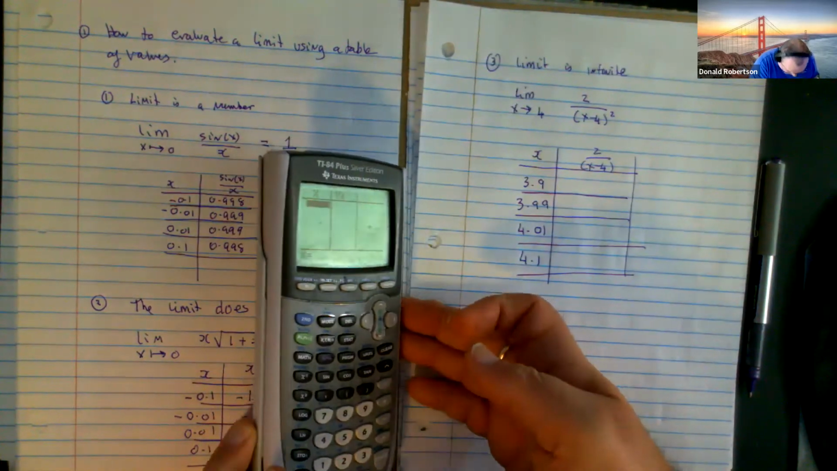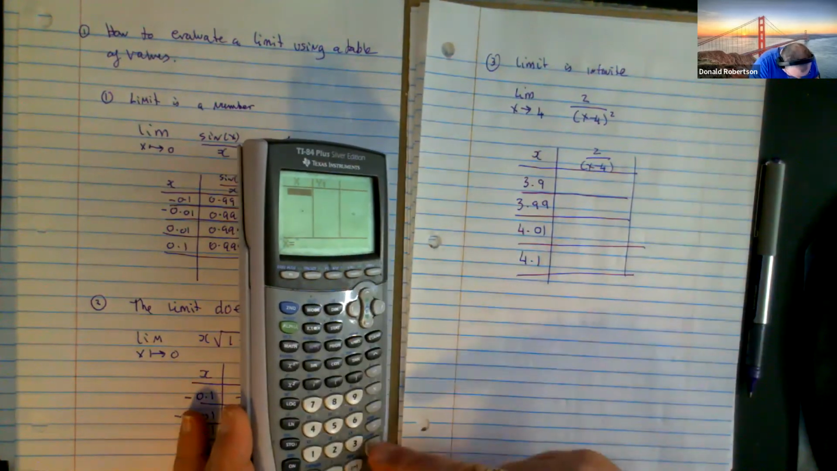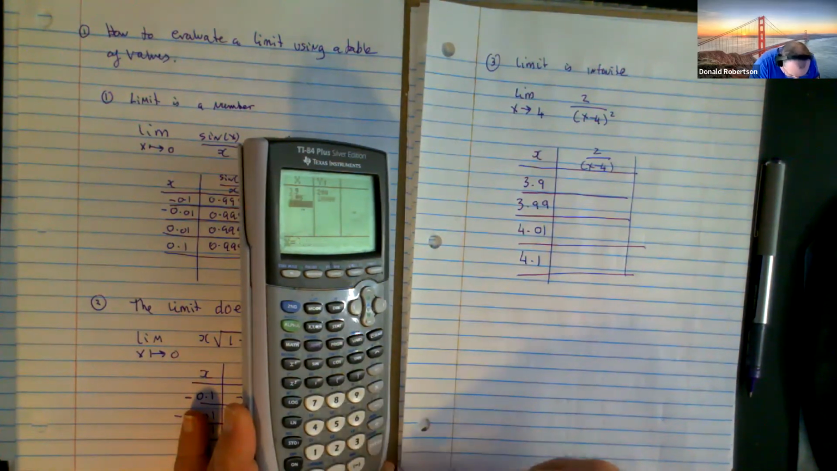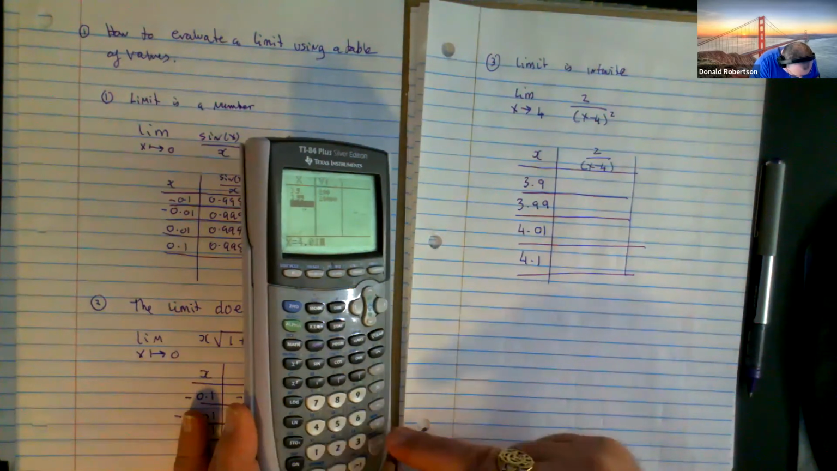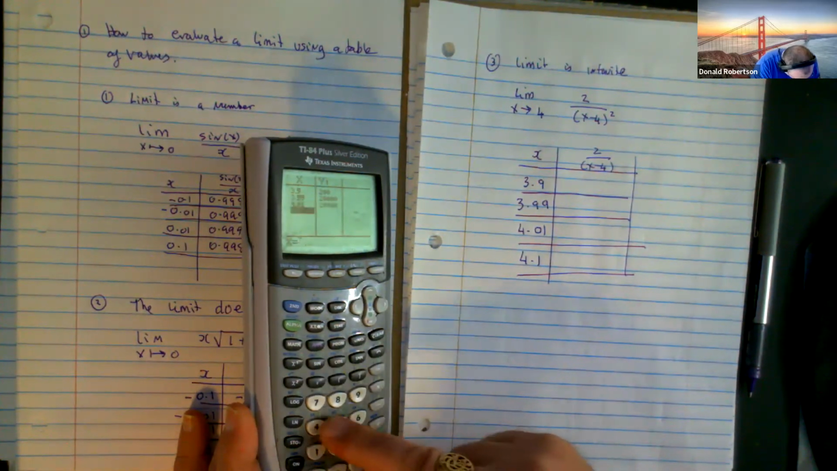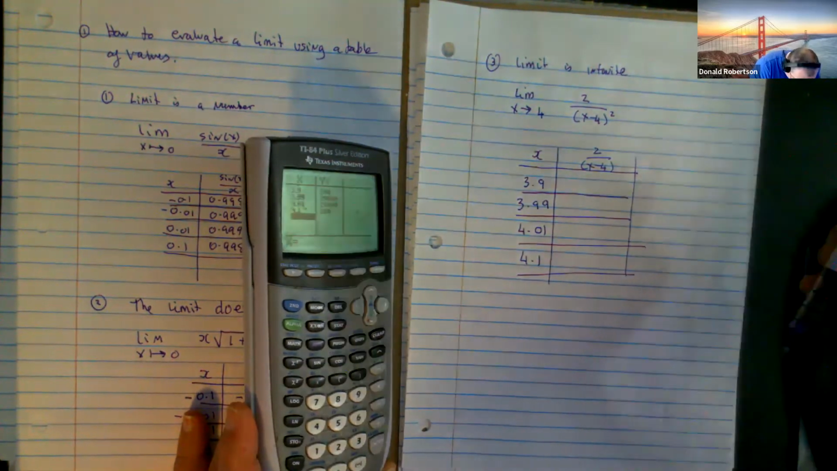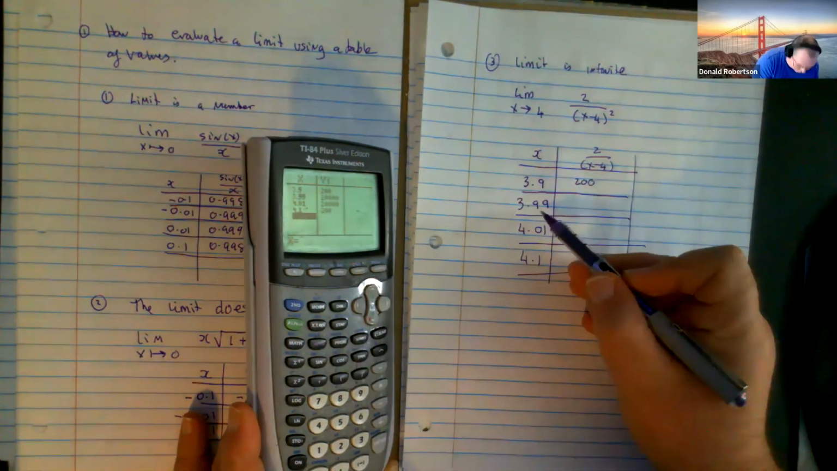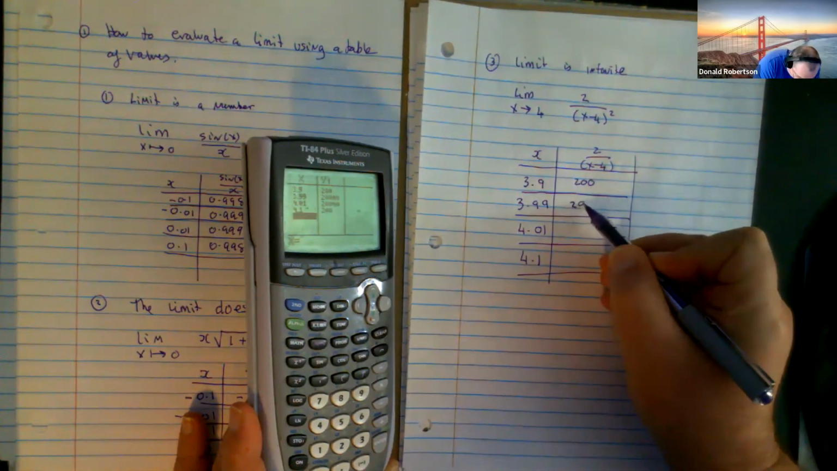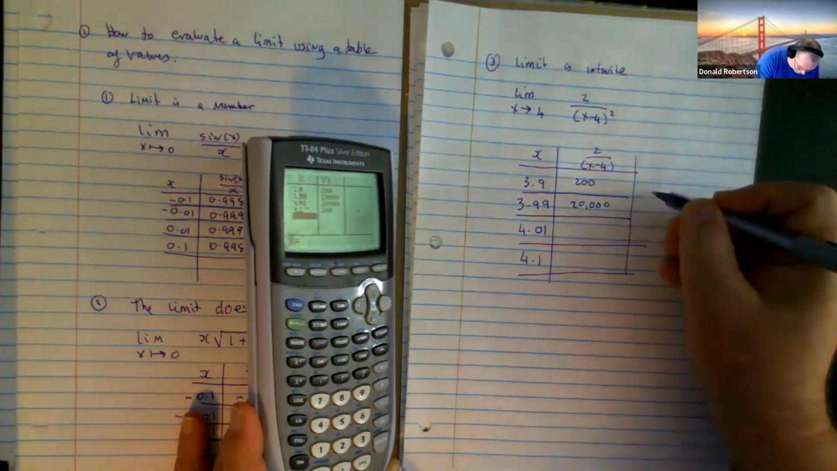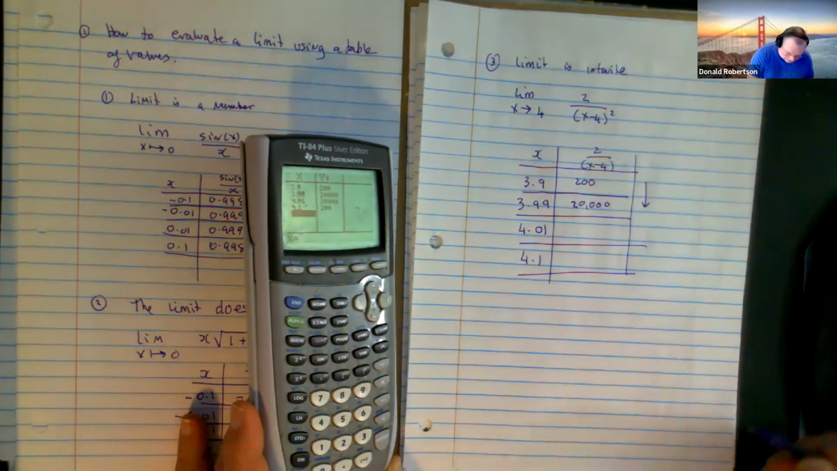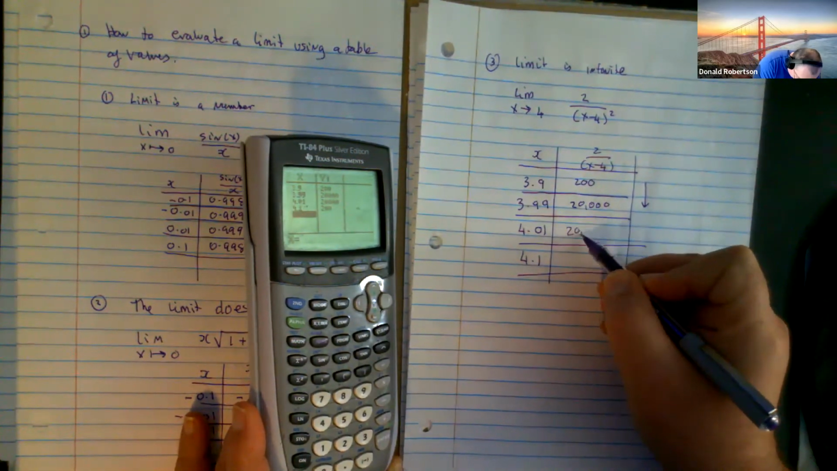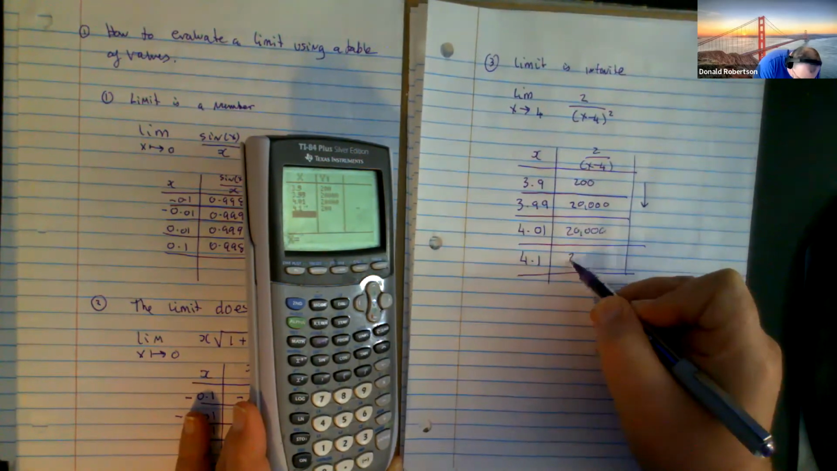I've already set it up, so I should go 3.9, 3.99, 4.01, and 4.1. If you look at the pattern here, it's 200. As you get closer to 4, the next answer is 20,000. Would you agree that's getting bigger and bigger and bigger? That means plus infinity. If you do 4.01, it's massive as well. And if you do 4.1, it's still kind of big.